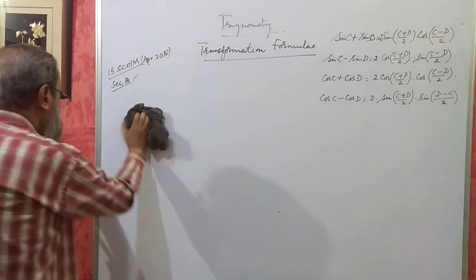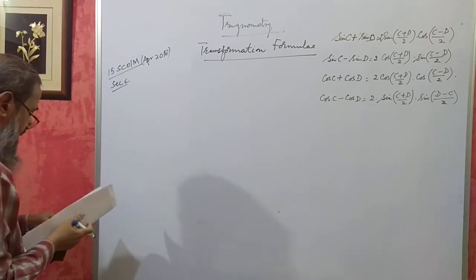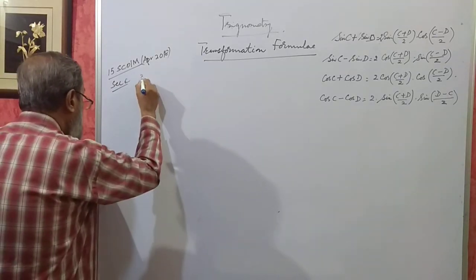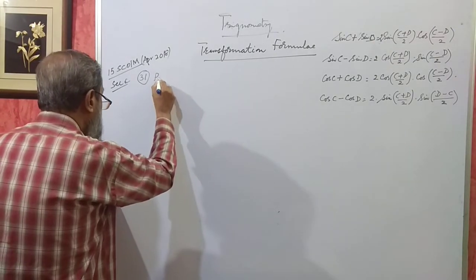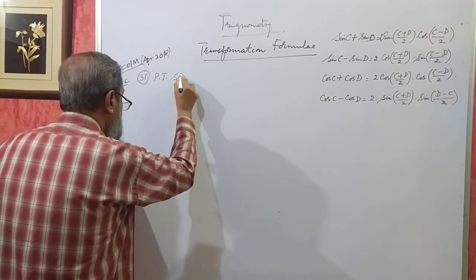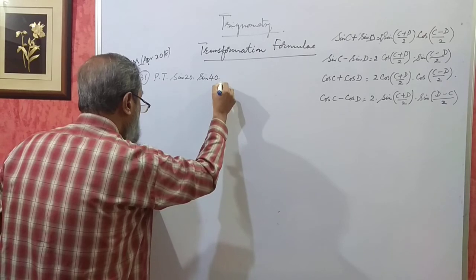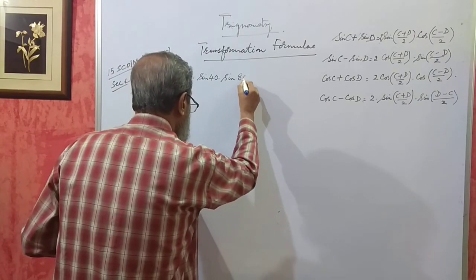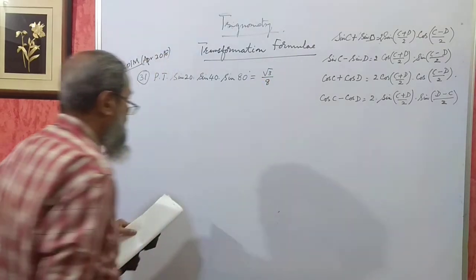Section C in the same paper, problem number 31. Prove that sine 20 degree into sine 40 degree into sine 80 degree is equal to root 3 by 8.